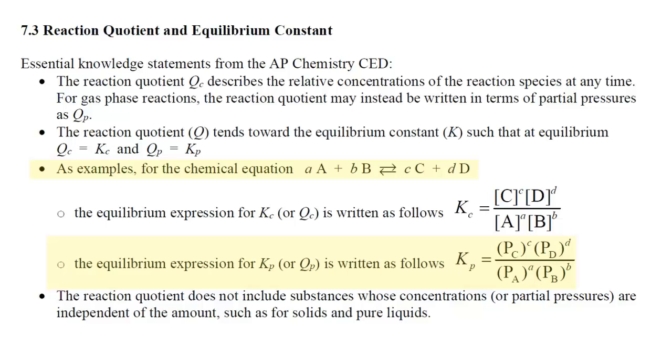Now, both of these expressions, Kc and Kp, will make a lot more sense once you practice writing these expressions for specific chemical equations, and that's coming up in this section of the packet. And then finally, the reaction quotient does not include substances whose concentrations or partial pressures are independent of the amount, such as solids and pure liquids. That's another way of saying that solids and pure liquids do not appear in the equilibrium expression.